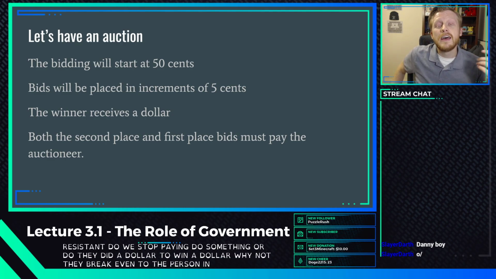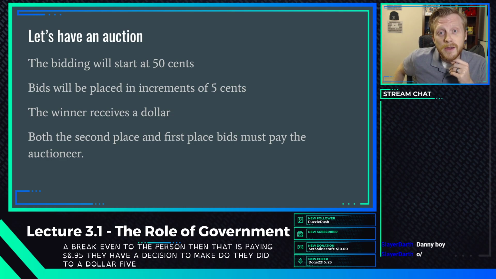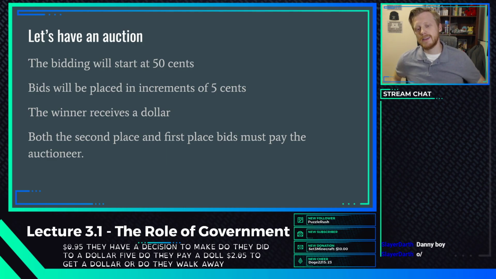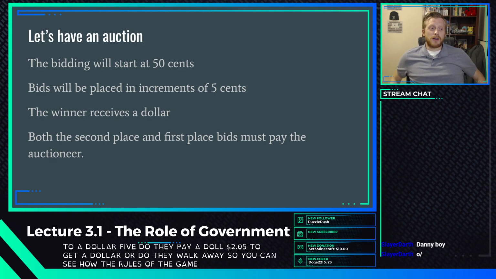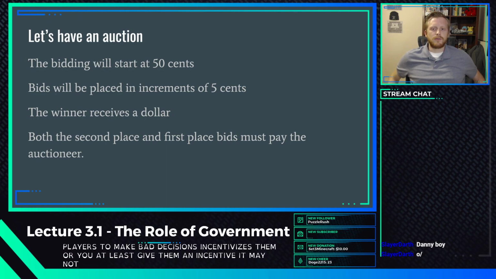So the person that is paying 95 cents has a decision to make. Do they bid to $1.05? Do they pay $1.05 to get $1? Or do they walk away? So you can see how the rules of the game cause these players to make bad decisions. It incentivizes them, or at least gives them an incentive. They may stop at 50 cents, right? No one may play the game, right?